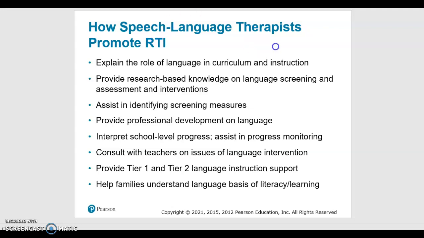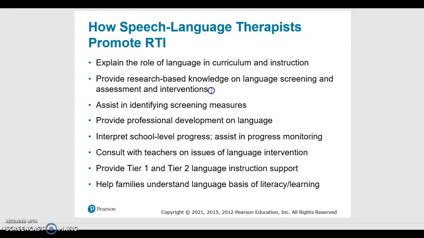So, and how do speech language therapists promote RTI? Well, they can explain the role of language in curriculum and instruction and how important language is. They can provide research-based knowledge on language screening and assessment and interventions, and not necessarily for every student, right?